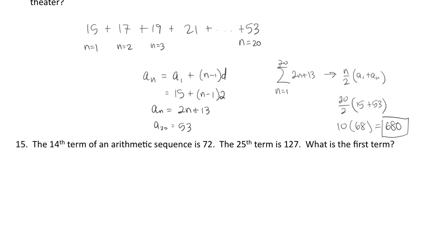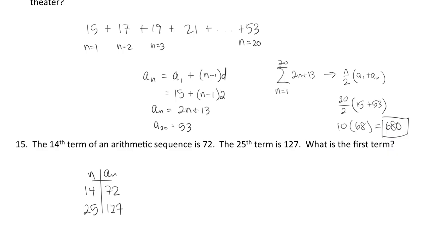And then question 15 here, we have an arithmetic sequence with two of the terms. We know the 14th term and the 25th term. So one way we can think about this is in a table form. We have n, which is the spot that the number is in, and then a sub n is the actual number in that spot. So the 14th term is 72, and the 25th term is 127.